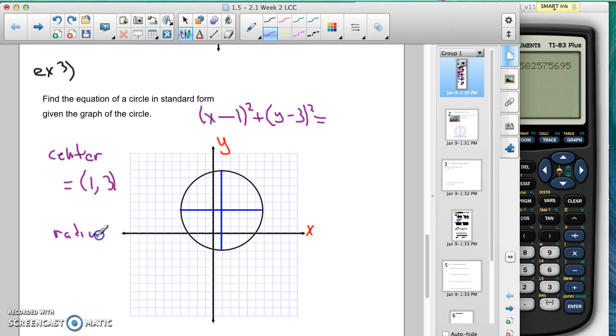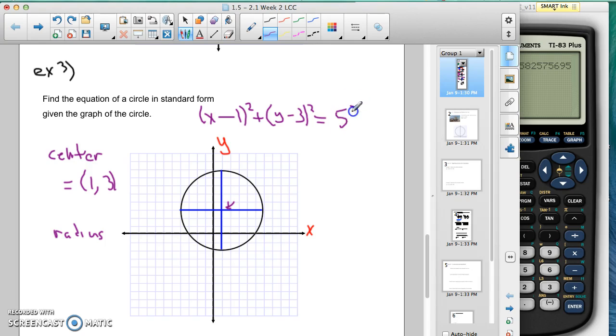So the radius, since we've drawn these two lines and we know here's our center right there, we can count from the center to the edge of the circle to figure out the radius. So here in this case we have 1, 2, 3, 4, 5. 5 is our radius, so this would be 5 squared.